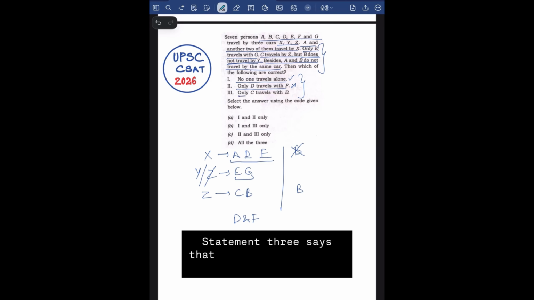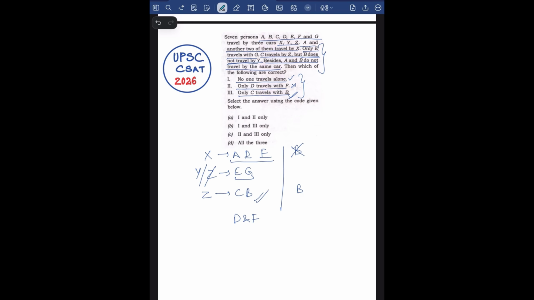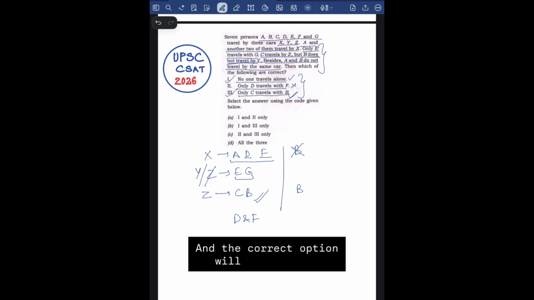Statement 3 says that only C travels with B. So this statement is again correct. So the correct answer is 1 and 3 and the correct option will be option B.